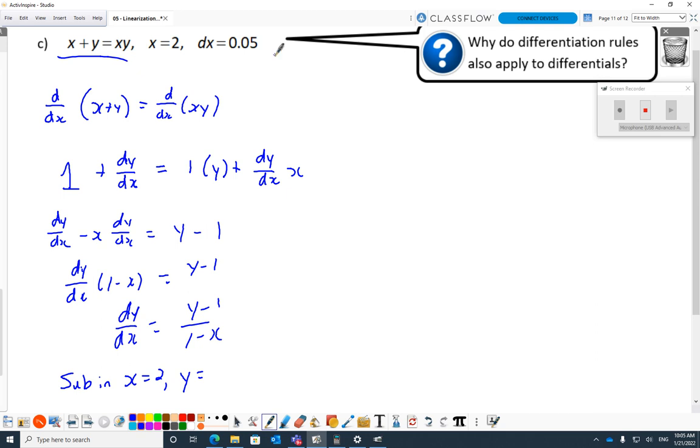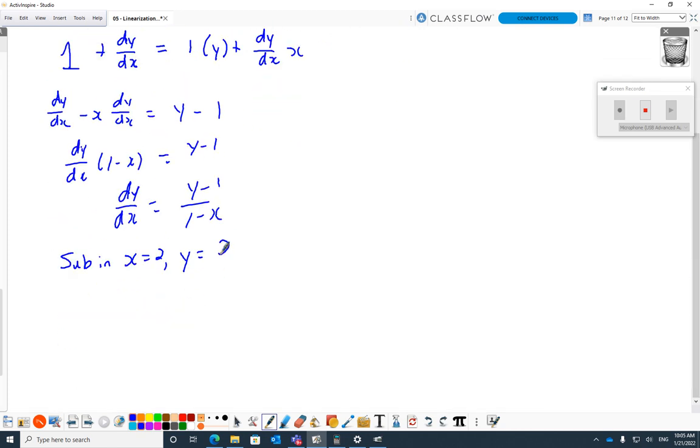Little side mathematics here. When x equals 2, I get 2 plus y equals 2y. I get 2 equals y, I think. Now I can carry on. All that work to find out y was 2. Okay, dy by dx equals 2 minus 1 over 1 minus 2. I get dy by dx equals negative 1.